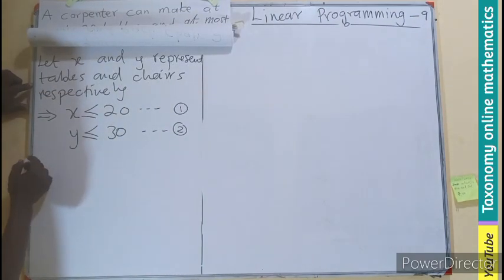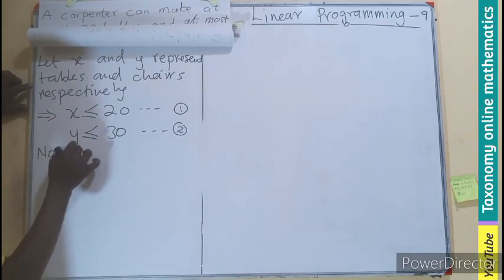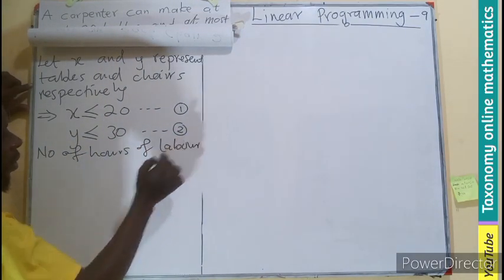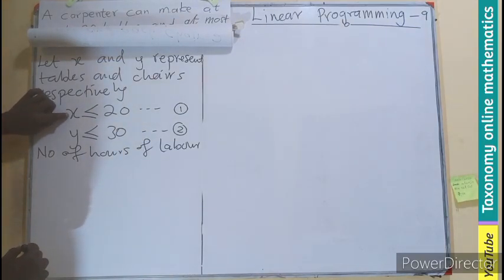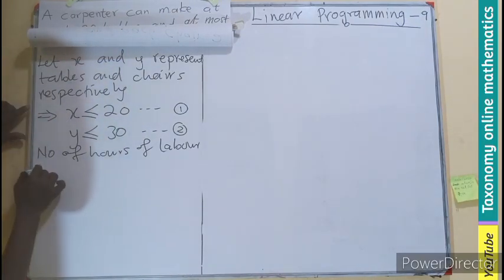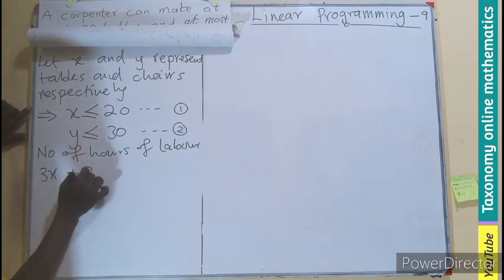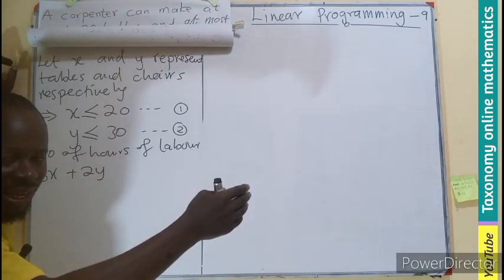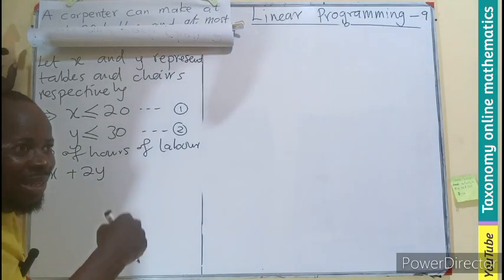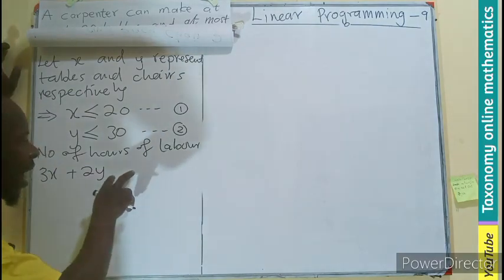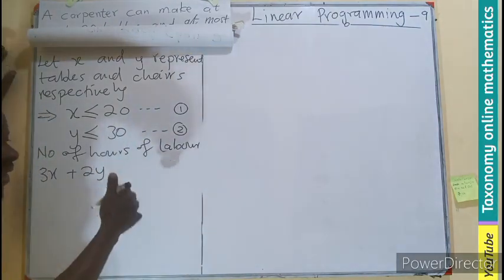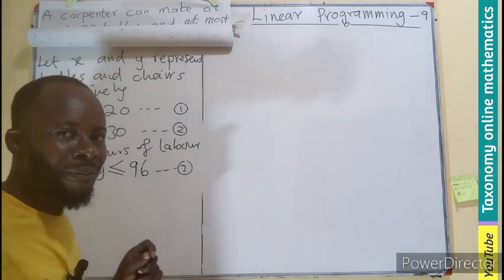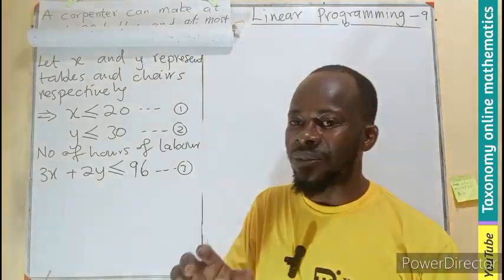So the hours of labor, we are going to have 3 hours for table, so 3 hours plus 2 hours. He can also work up to 96 hours. You say he has 96 hours at his disposal. So he can either work up to 96 or less than 96. So we have less than or equal to 96. So these are the 3 inequalities that we can generate from the question.